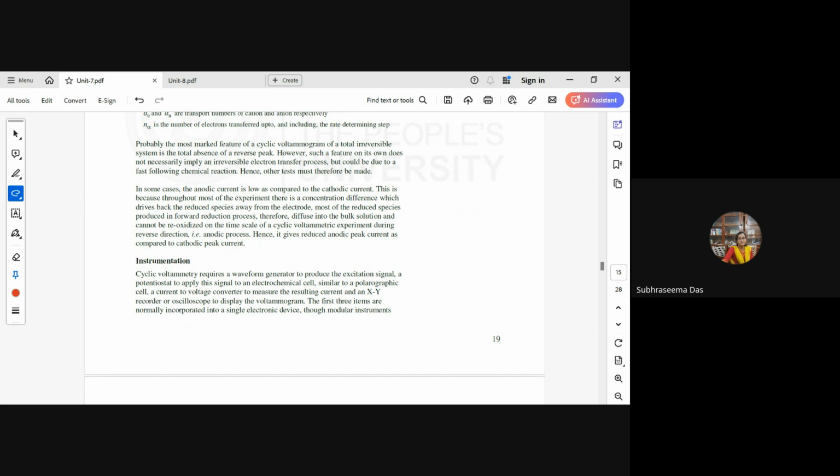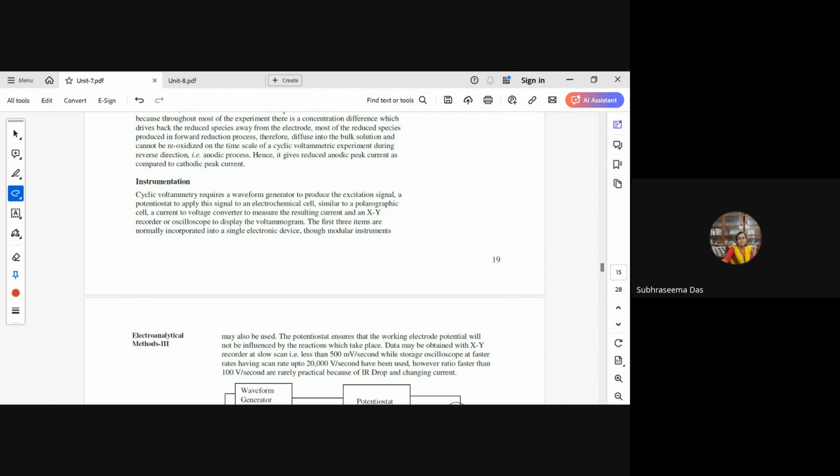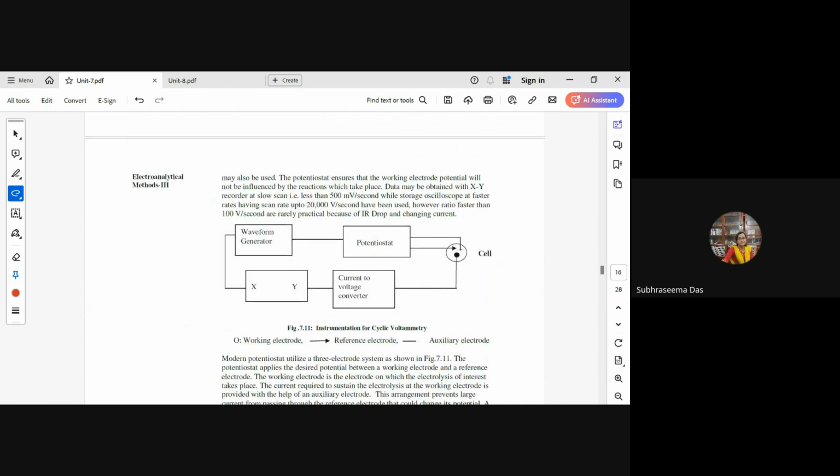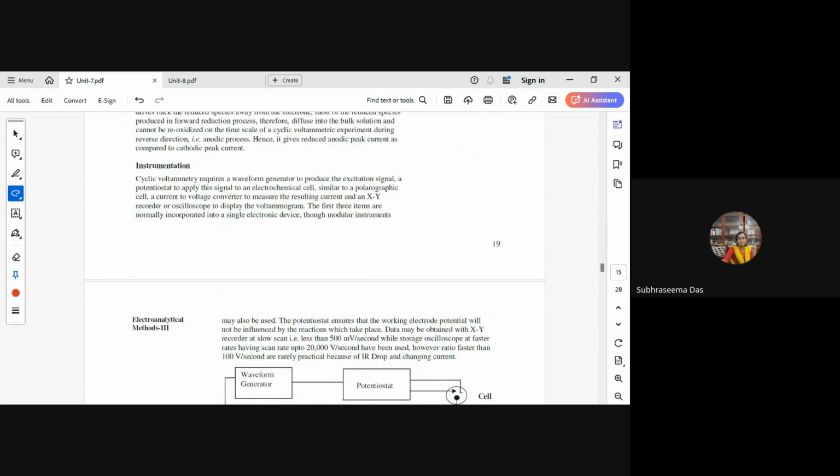Now, coming to the instrumentation of cyclic voltammetry, it requires a waveform generator to produce the excitation signal. Here, Figure 7.11 indicates the instrumentation for cyclic voltammetry. The waveform generator is used for production of the excitation signal. It requires a potentiostat to apply this signal to an electrochemical cell. Then it is connected to an XY recorder or oscilloscope to display the voltammogram.